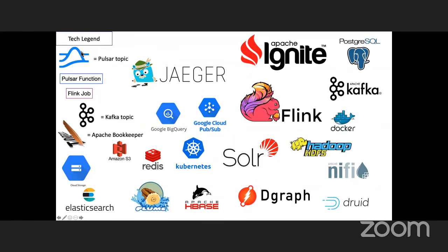For this presentation, if you see the Pulsar logo, I'm specifically referring to a Pulsar topic, and the blue bounding box refers to a Pulsar function. You'll see that in the slides to come. That could also refer to a Pulsar source or Pulsar sink. They're all basically functions. And the purple box is a Flink job.